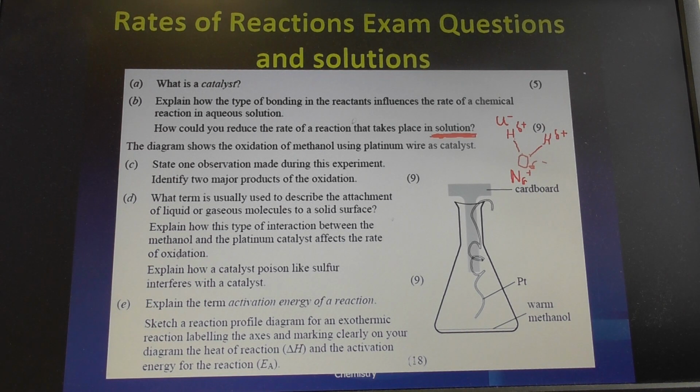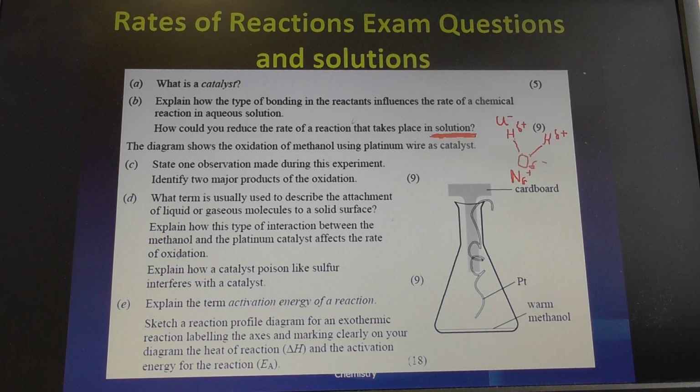The diagram shows the oxidation of methanol using platinum wire as a catalyst. Transition metals, remember, are excellent catalysts. Anytime you see a question with a transition metal in it, assume that we're talking about it being a catalyst in that reaction. State one observation made during the experiment.